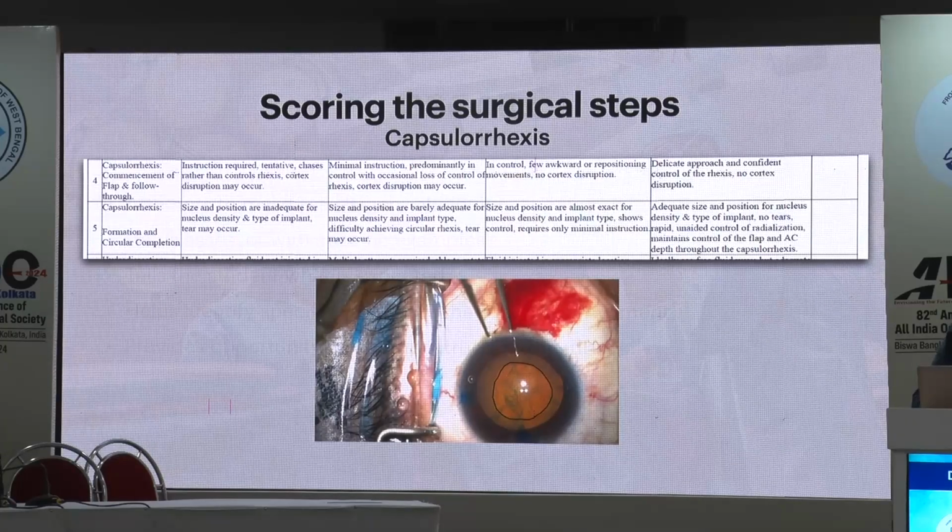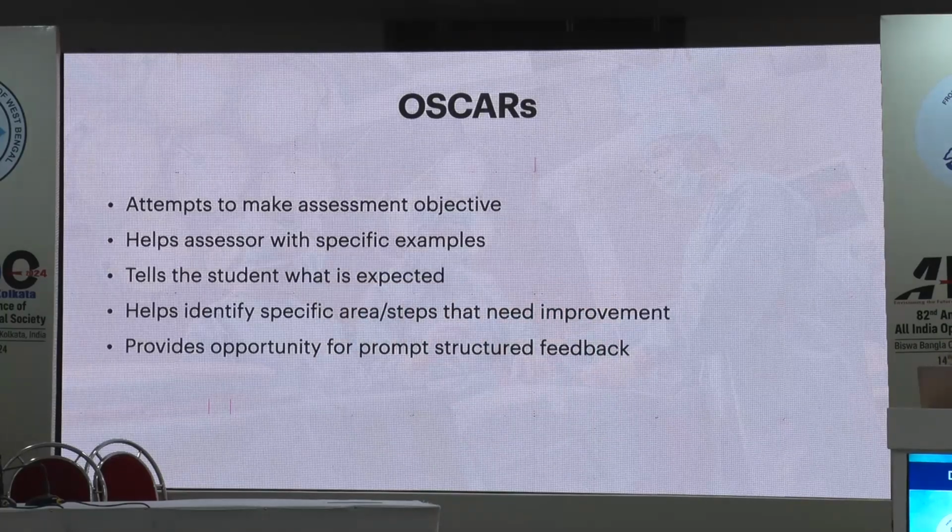So at the end of the day, the Oscars are here to help us make objective assessments, which are reproducible assessments. It helps the assessor with specific examples of what to use as a guideline while scoring or assessing trainees. Tells the student what is expected of him at that level of training. Helps identify specific areas where they need special guidance or improvement. And it gives us the opportunity for the trainer to provide feedback in a structured form to the trainee, because sometimes the trainee may feel that the academic dean doesn't like me, or this consultant doesn't like me.